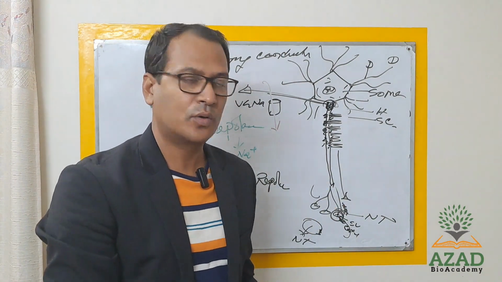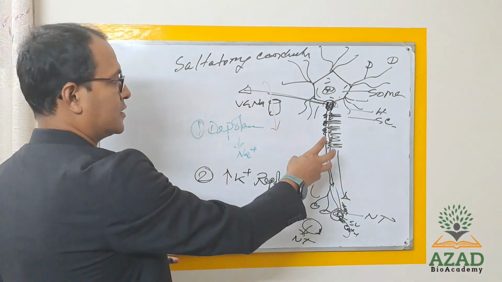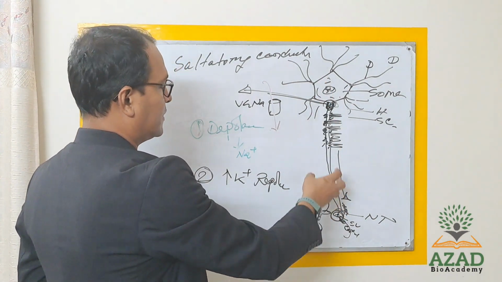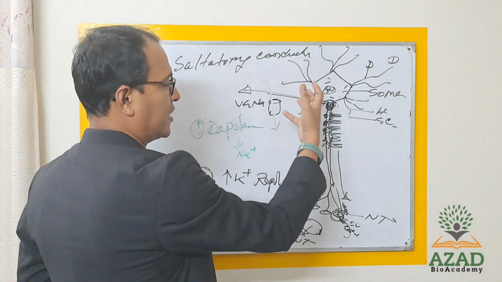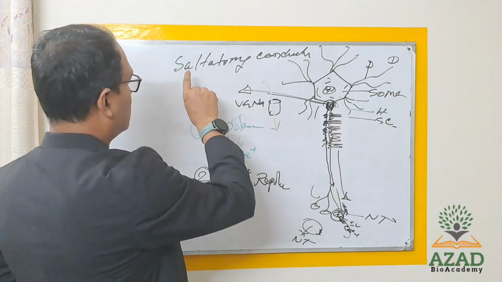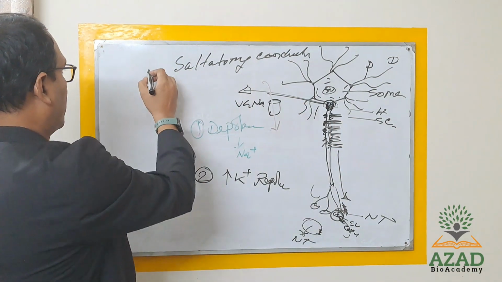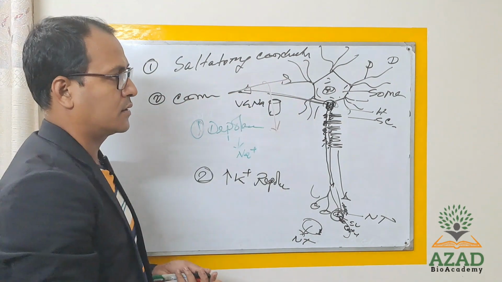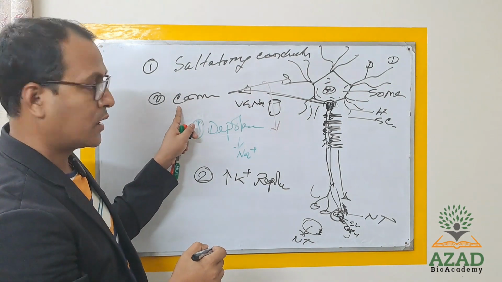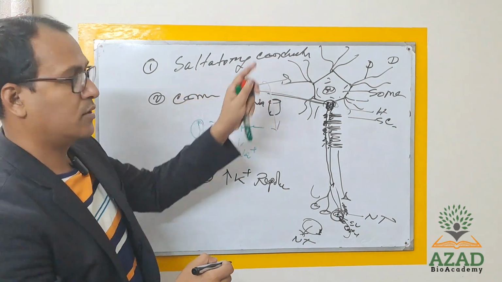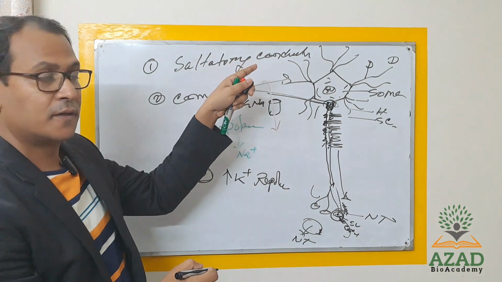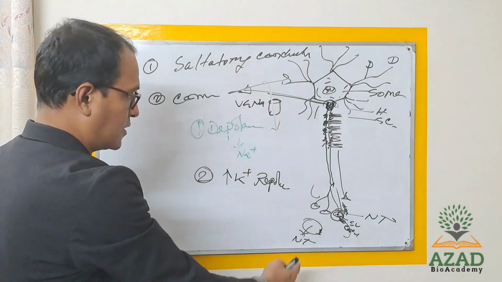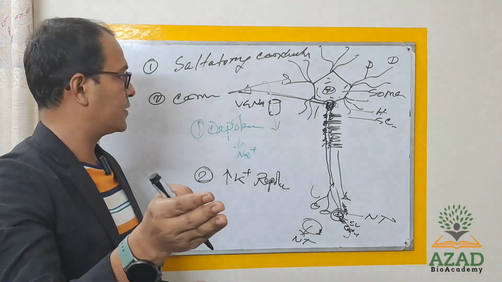Okay, so this conduction is very slow, that is continuous conduction. It is very slow and it will take energy, and the saltatory conduction is very quick. Saltatory conduction, you can say, is jumping conduction, very quick conduction, or propagation of action potential is very quick.